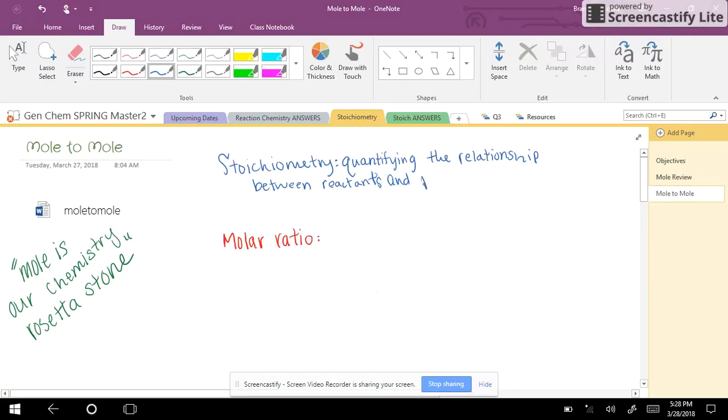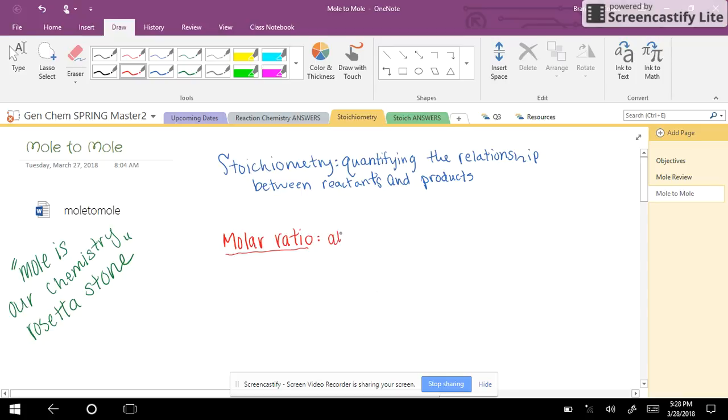And products. And then in order to do that quantifying, we use something called the molar ratio. And the molar ratio is basically, I like to call it the mole bridge. It allows you to cross from moles of one substance to moles of another.